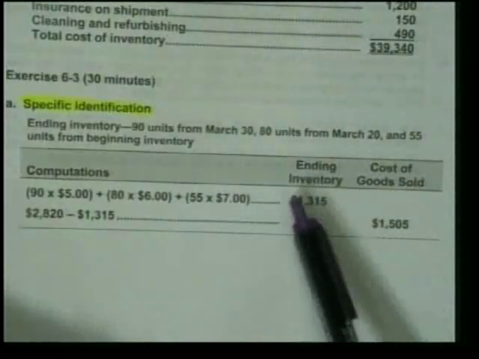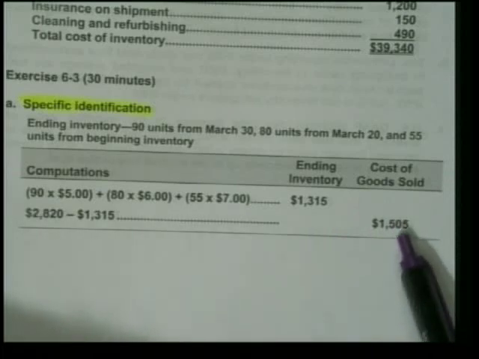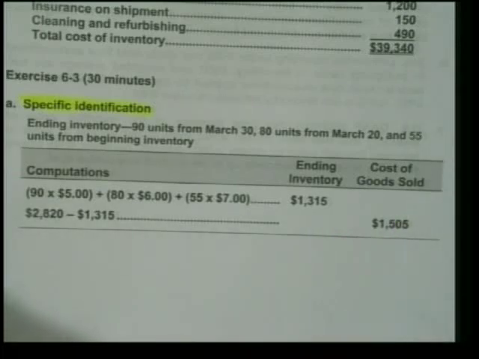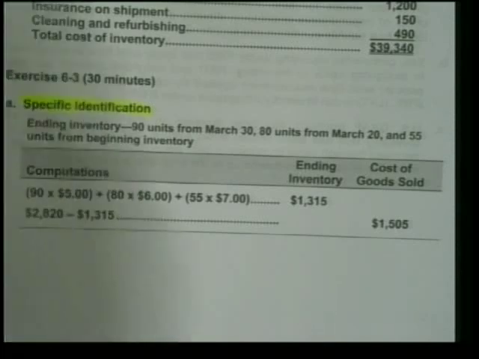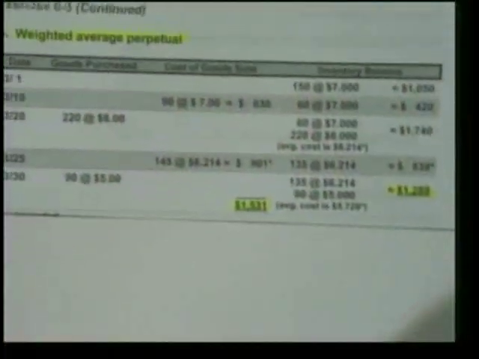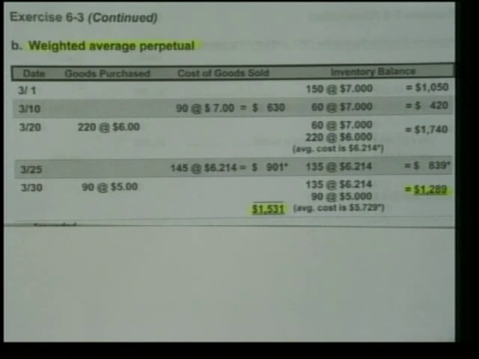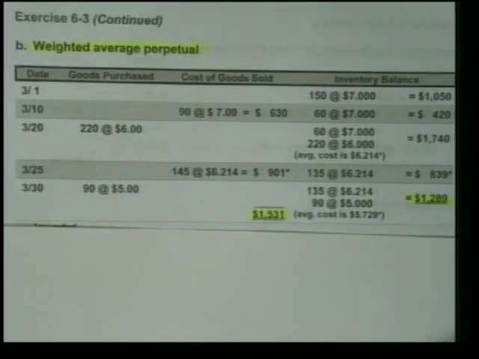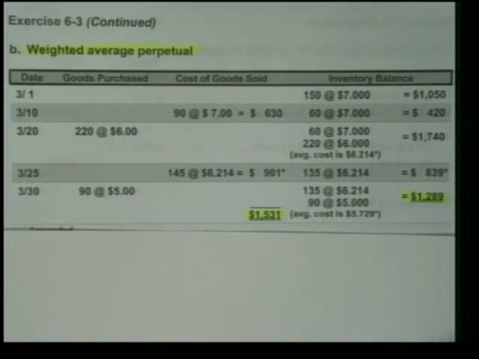So what does ending inventory plus cost of goods sold equal if we add those together? 2,820, is that correct? Okay. Now let's take a look at the answer for weighted average. Now, I wish they wouldn't have done this, but they did. They had a rounding situation here, didn't they? Did y'all figure that out, that they had a rounding situation?